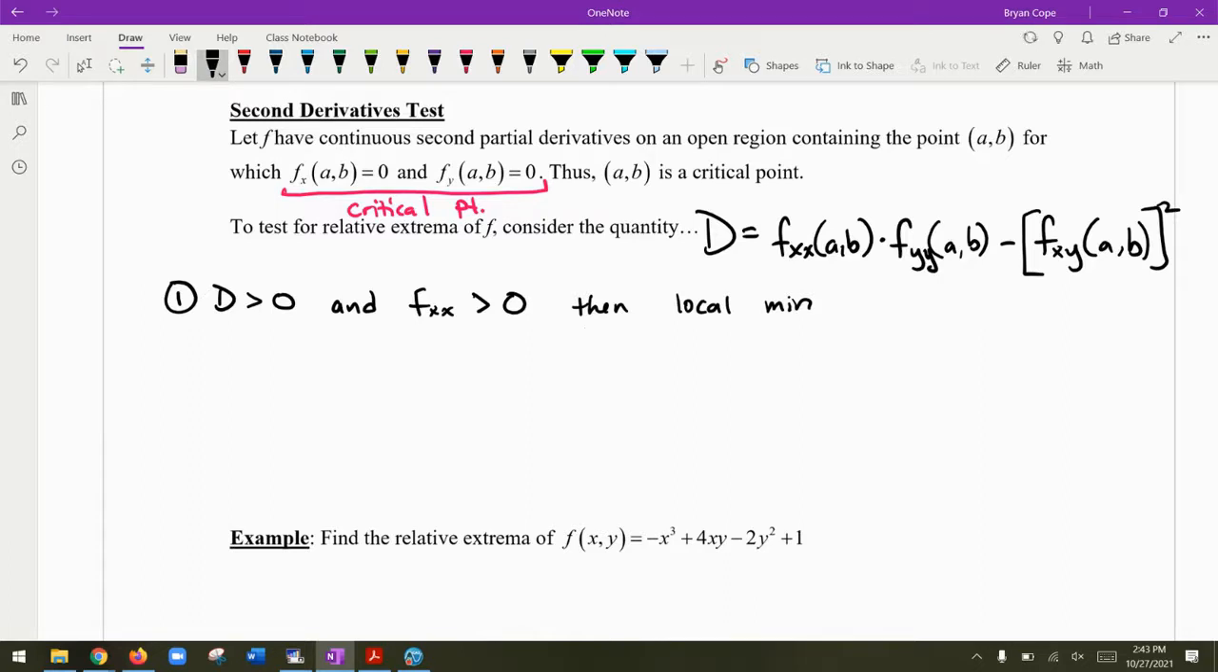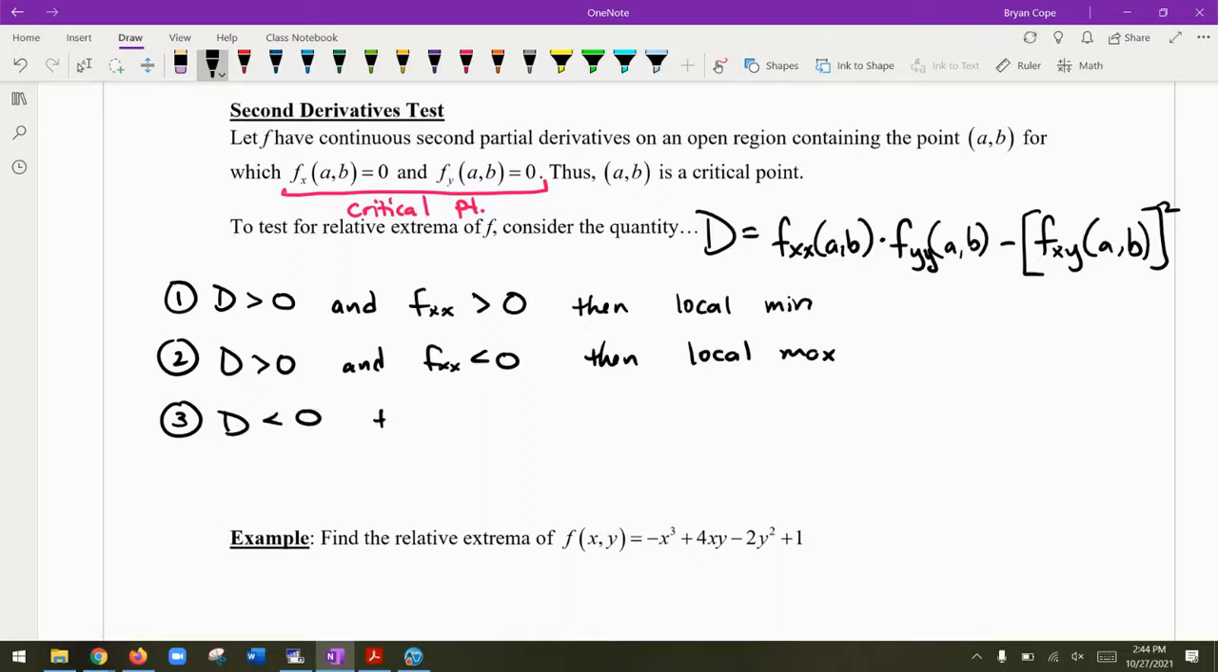Okay, so the determinant of the Hessian, this thing here, is positive, and fxx is positive. Think of that as like concave up, okay? Then we have a local min. The other option is when D is positive and fxx is negative, then we have a local max. So think of this component as saying like downward concavity, right? So we're at a max. The third condition is what if D is less than 0? Then we have a saddle.